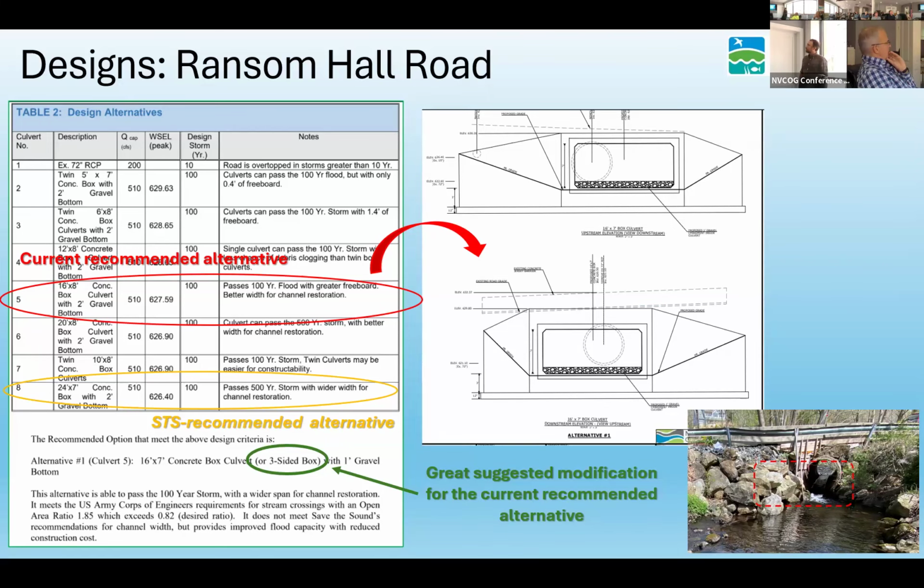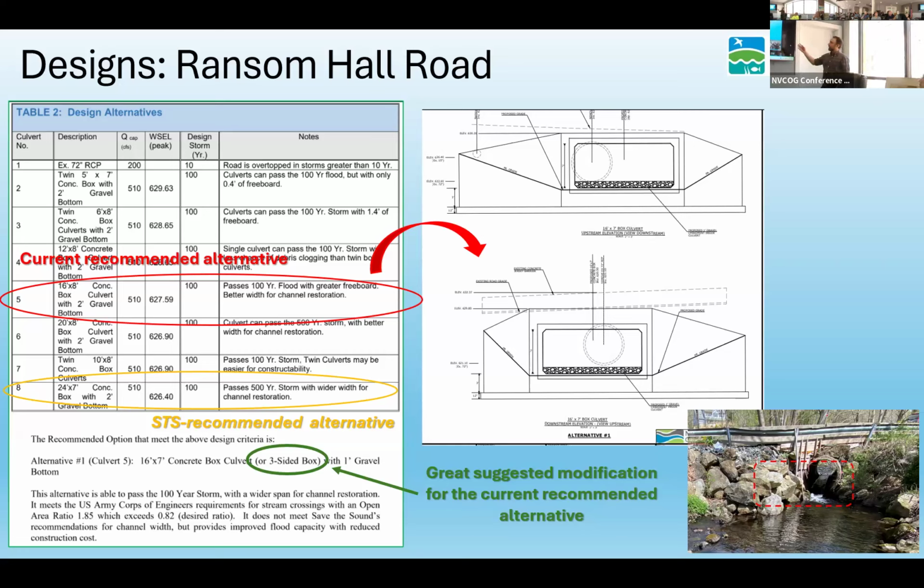So the Ransom Hall site, this is getting into that ideal versus possible. Our recommendation was quite large, based on our calculations. We were suggesting a 24-foot wide culvert, about 7 feet high, either a box culvert or one of those arches that we saw in some of those other photographs. That may not be feasible.